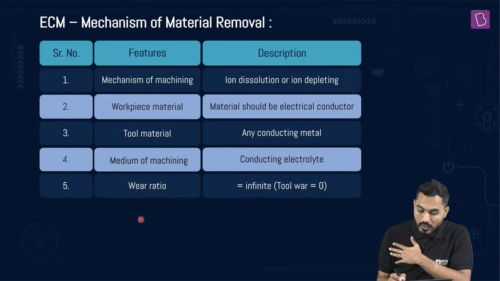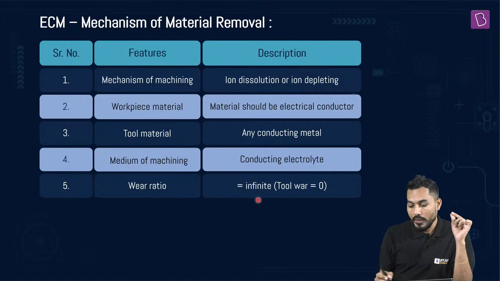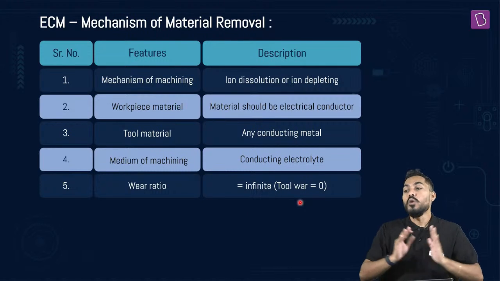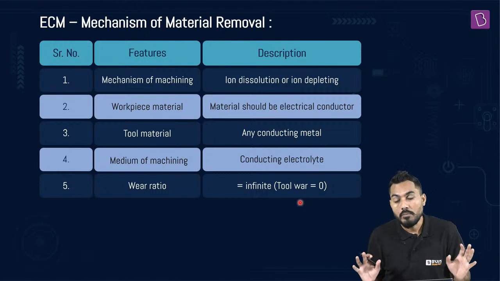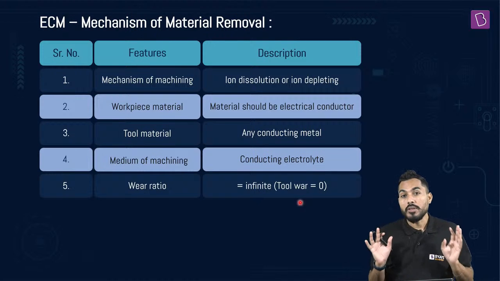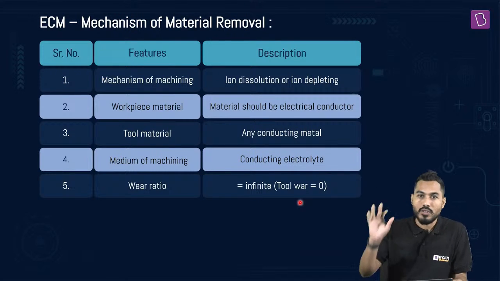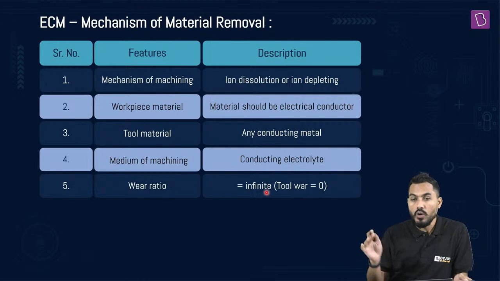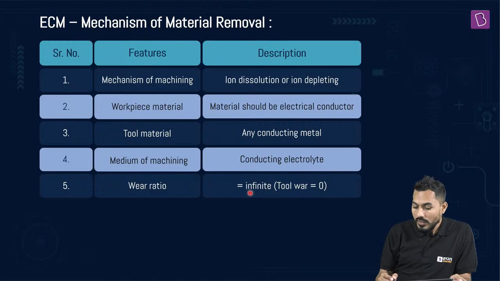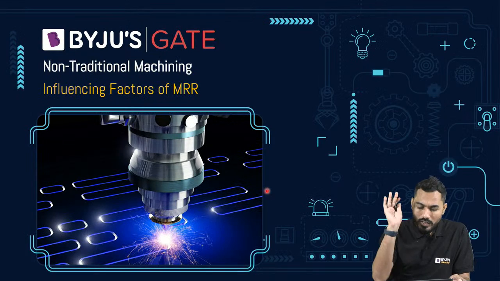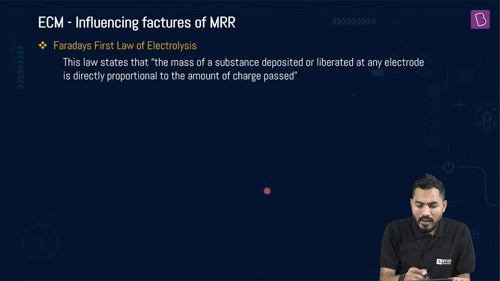And last but not least, the wear ratio or machining ratio has to be infinite because my tool wear is literally 0. There is no reaction. There is no reaction taking place on that particular workpiece material. As there is no reaction on the workpiece material, I'll say that the wear ratio is exactly equal to infinity. Right, fine. Now we'll discuss the influencing factors of MRR.